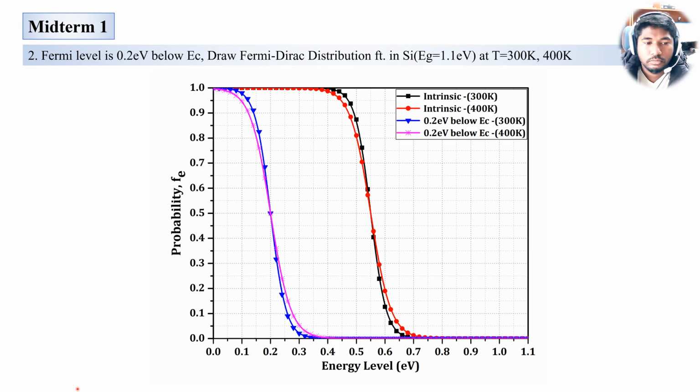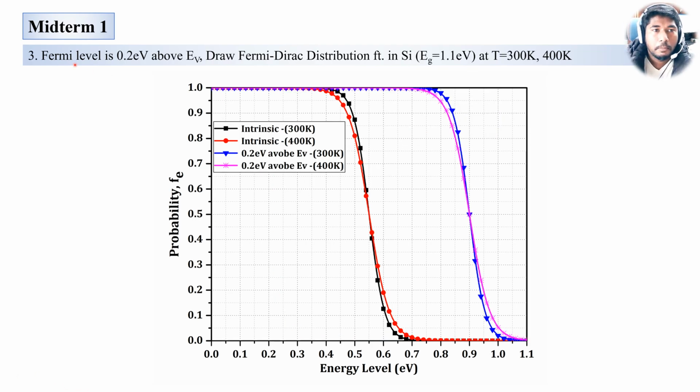The next question: the Fermi level is 0.2 electron volt above the valence band. Draw the Fermi distribution function in silicon at 300 and 400K. Here also we added the reference black and red ones, and blue and pink are for this question's answer. The blue one is for 300K and the pink one is for 400K, and the blue one is less sharp than the pink one because of temperature.